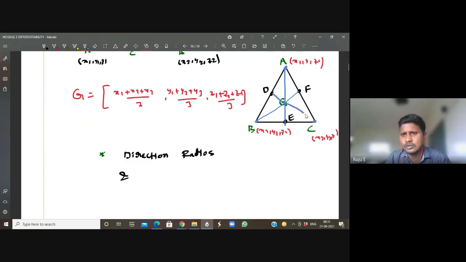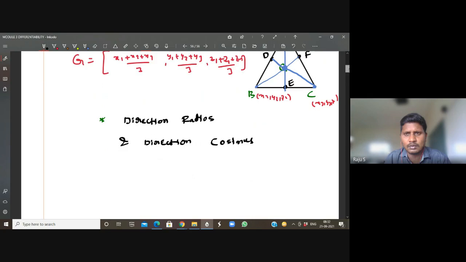We get a common point for all three. These are called medians: AE, BF, and CD. All medians intersect at one point, and that point is called the centroid. This is the centroid formula, right? And direction cosines. Okay, this is the first important concept.